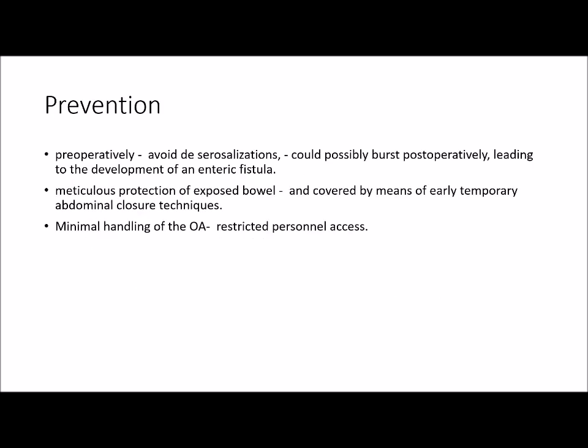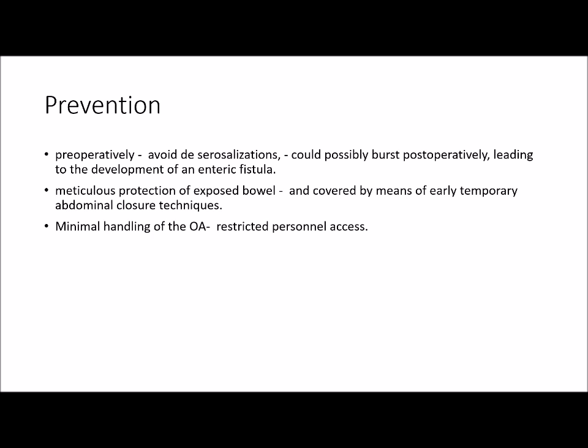So prevention is always better. We all know that. So preoperatively, what can we do? We can avoid the iatrogenic injury we're talking about. The moment you find a serosal tear, a slightly deep serosal tear, it can always burst postoperatively, especially if the patient has obstruction. It can always lead to spontaneous rupture. So try to close the serosal tear if it is deep enough. Every serosal tear does not require closure. If it is deep, you have to close it, right? Because these patients are liable to have an enteric fistula.